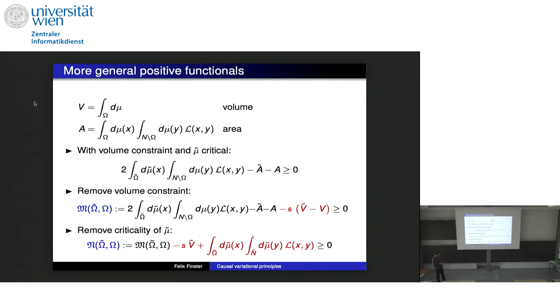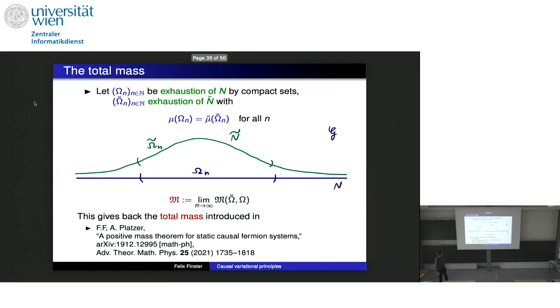If you remove the criticality, then you get an additional term, which looks like this. Okay, so these are different variations of these positive functionals. But the next question is, well, what can you do with this? What is the application of this? And one application is to the total mass. Now let me explain how this goes.